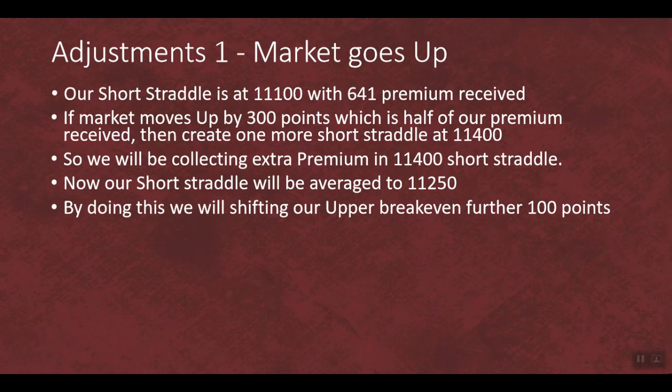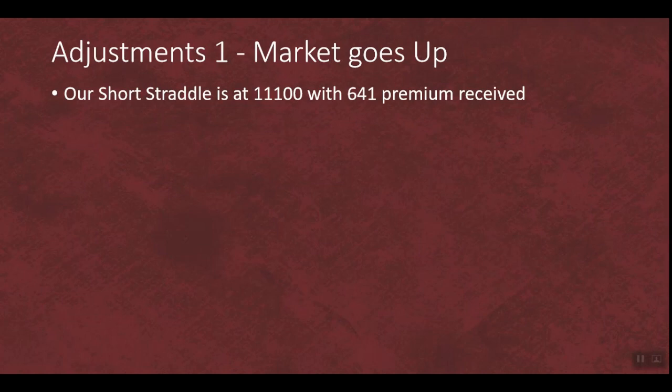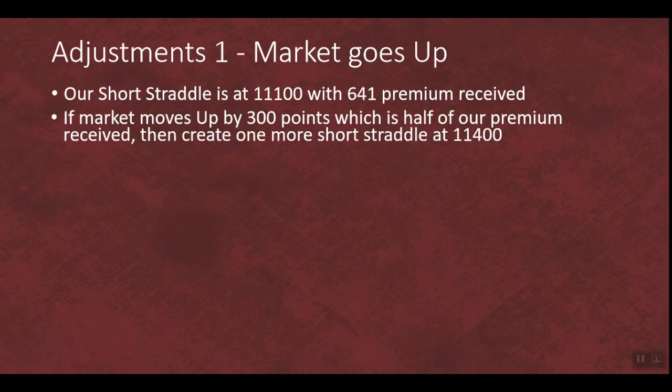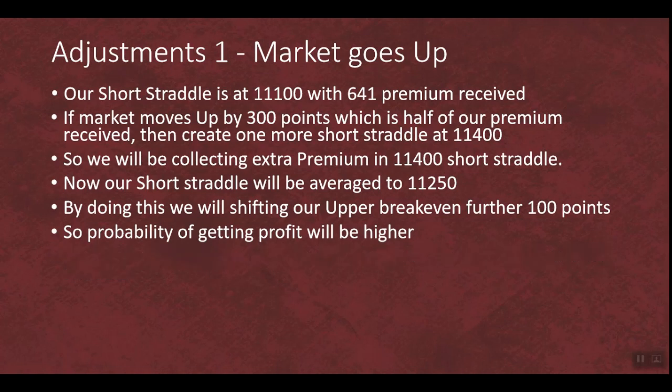So initially our break even is around 11,700, I guess, right? So 11,741. By doing this, we can shift our break even to 11,800 something. So the probability of getting profit will be higher as we have shifted our break even 100 more points. Even if the stock keeps on moving higher, and if it expires anywhere below our break-even point, then we'll be in profit, right?